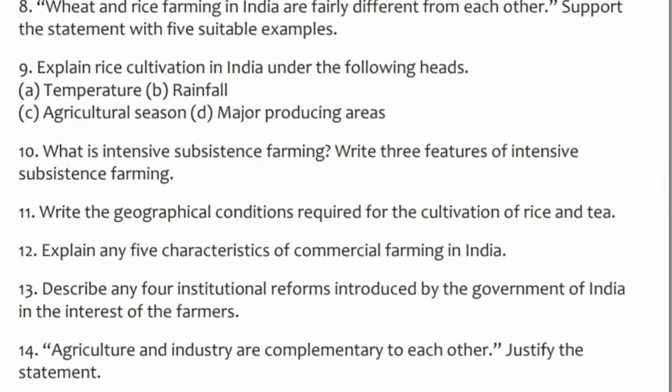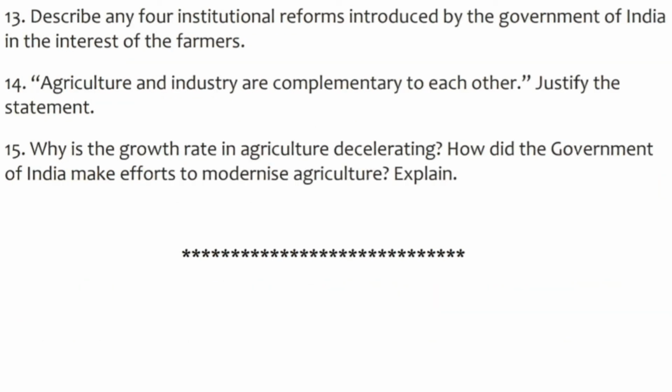14. Agriculture and industry are complementary to each other. Justify the statement. 15. Why is the growth rate in agriculture decelerating? How did the Government of India make efforts to modernize agriculture? Explain.